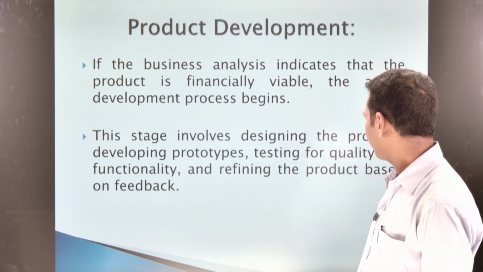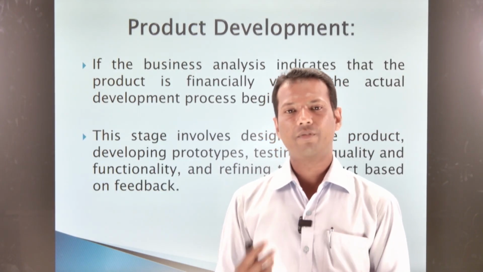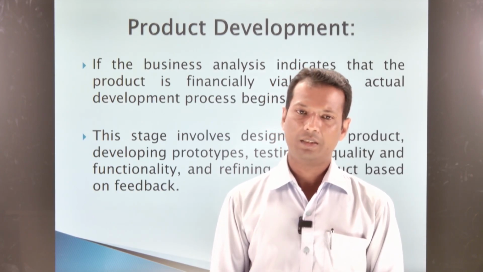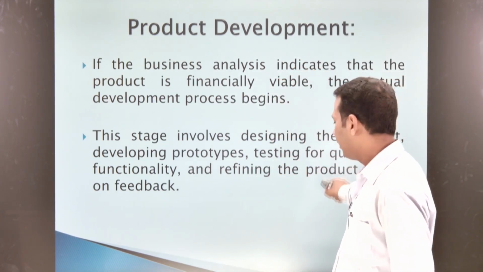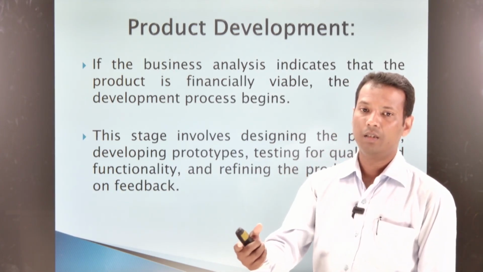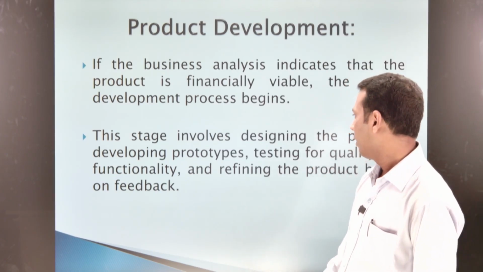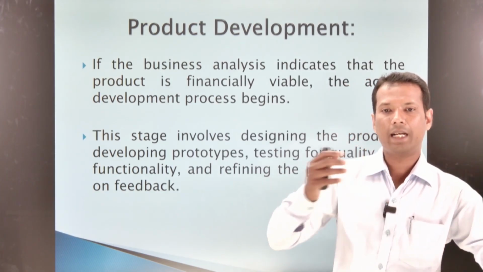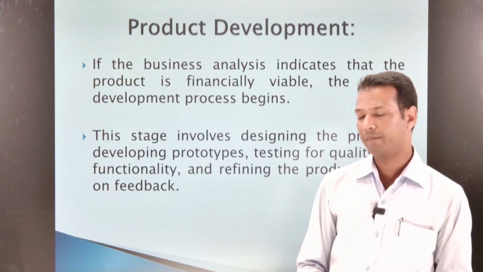Product development. Once we confirm that the product is financially viable, the actual development process starts. What is the actual development process? It is designing the product. What should the design be so that it can lure the consumers, the market segment? Okay. Developing various kinds of prototypes. It may not be a single prototype; there can be different types of prototypes.